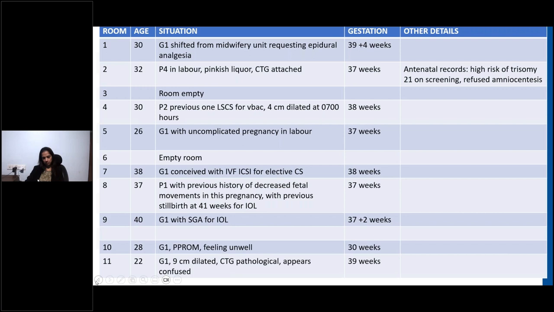It appears to be a case of any leaking per vagina, ma'am. Yeah, you're asking about room 10, right? Which room number are you asking about? Room number 10. Yes, P-prom. Okay, leaking. She's a case of PPROM, ma'am.